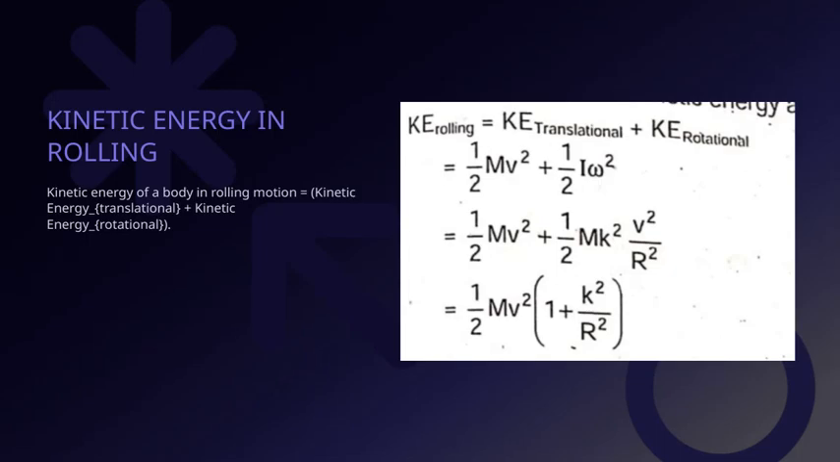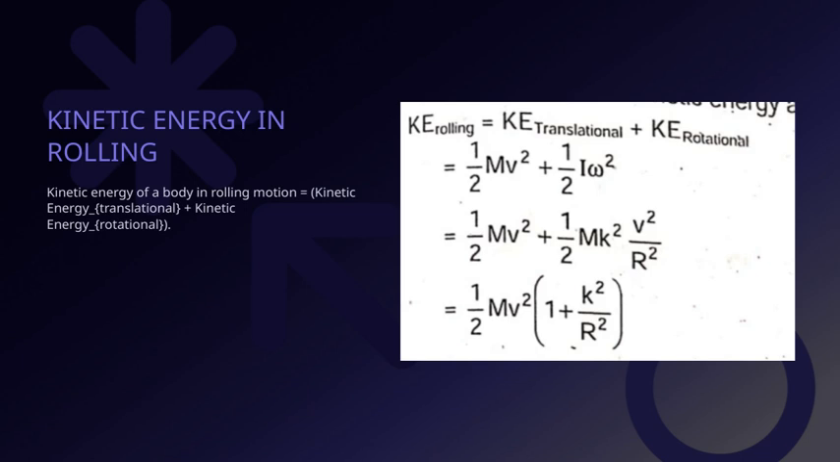Let's talk about the kinetic energy of a body in rolling motion. Essentially, it's made up of two parts: the translational kinetic energy, which is the energy due to the body moving from one place to another, and the rotational kinetic energy, which is the energy due to the body spinning around its axis. When an object rolls, both of these energies are at play simultaneously.